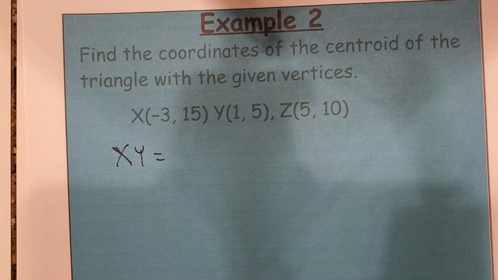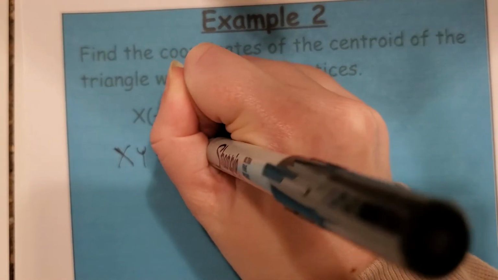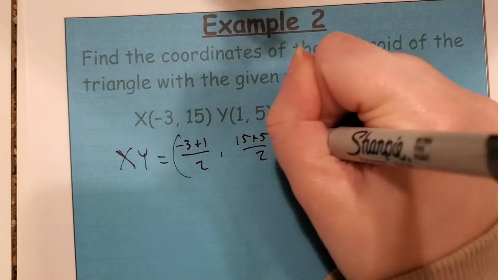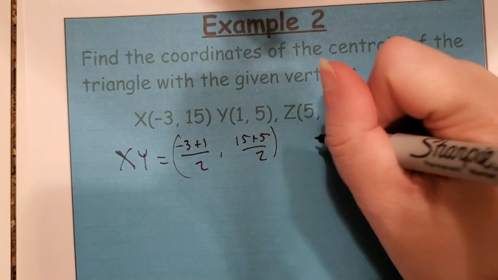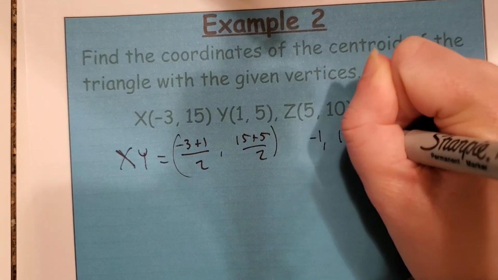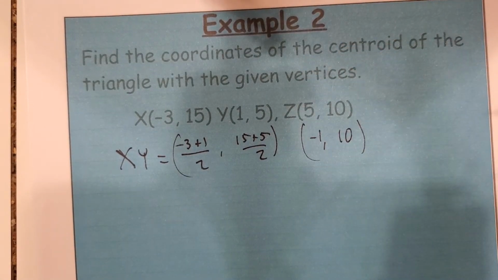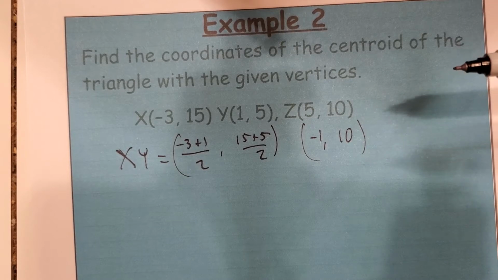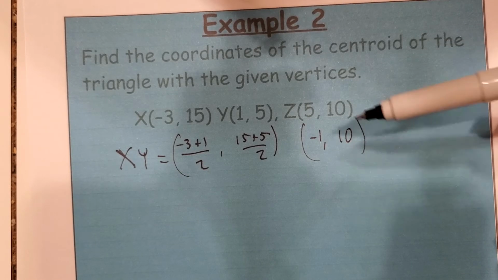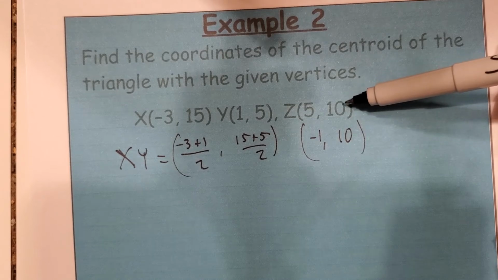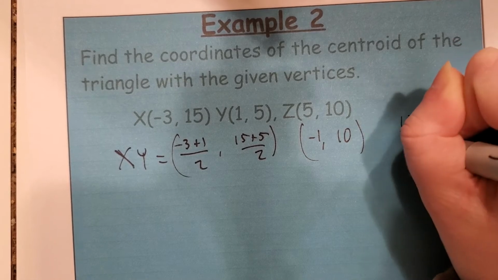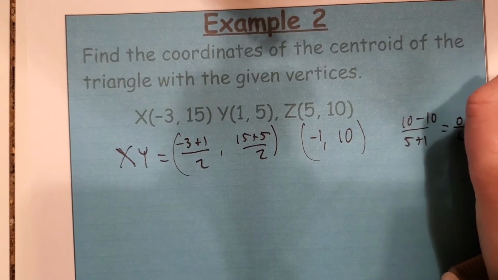We're going to find the midpoint of XY first. So -3 plus 1 over 2, 15 plus 5 over 2, that is -1, 10. That's the midpoint of XY. This is the point that we're going to use in a little bit. But how would we find the slope? It's got to pass through this point and point Z. So we're finding a slope between these 2 points. That's 10 minus 10 over 5 plus 1, which is 0 over 6, which is 0.